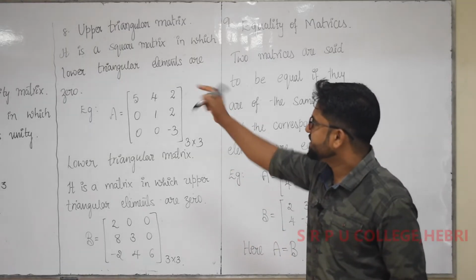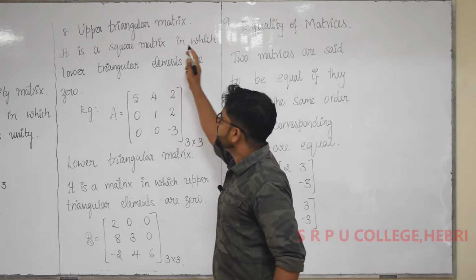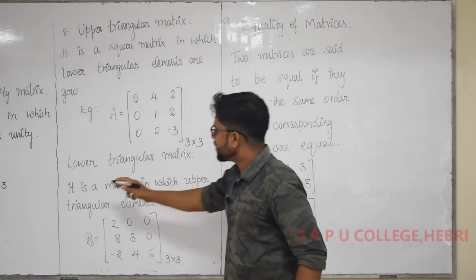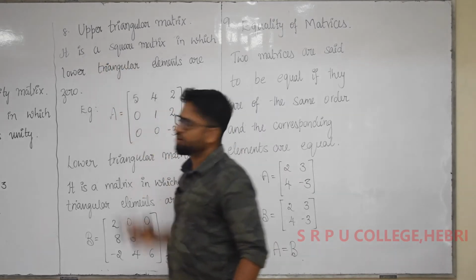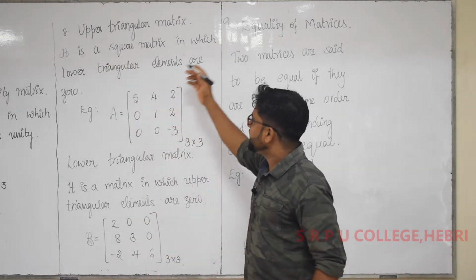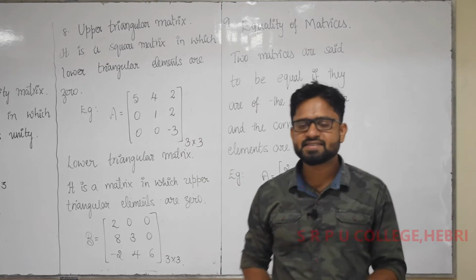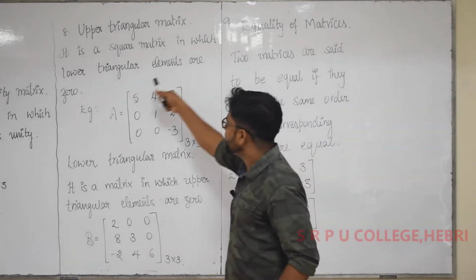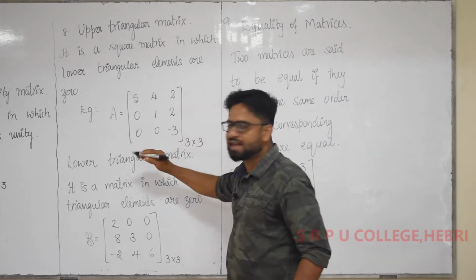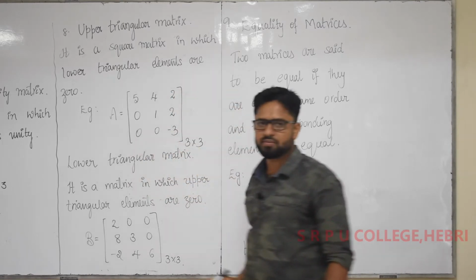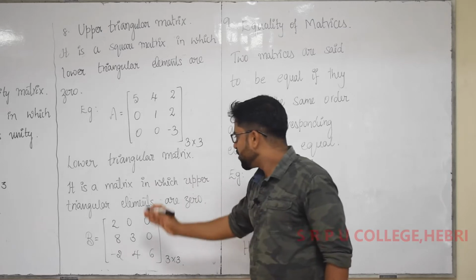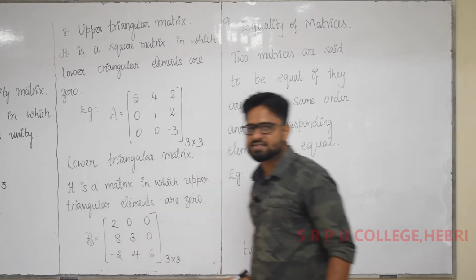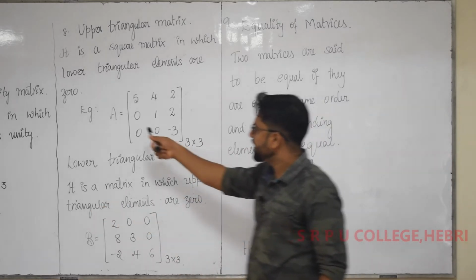Yes, next type is type number 8, upper triangular matrix, and in that one more is there, lower triangular matrix. First I will define what is upper triangular matrix. It is a square matrix in which lower triangular elements are 0. If all the lower triangular elements are 0, then that matrix we will call it as upper triangular matrix. Whereas lower triangular matrix, all the upper triangular elements are 0. You can observe the example here.